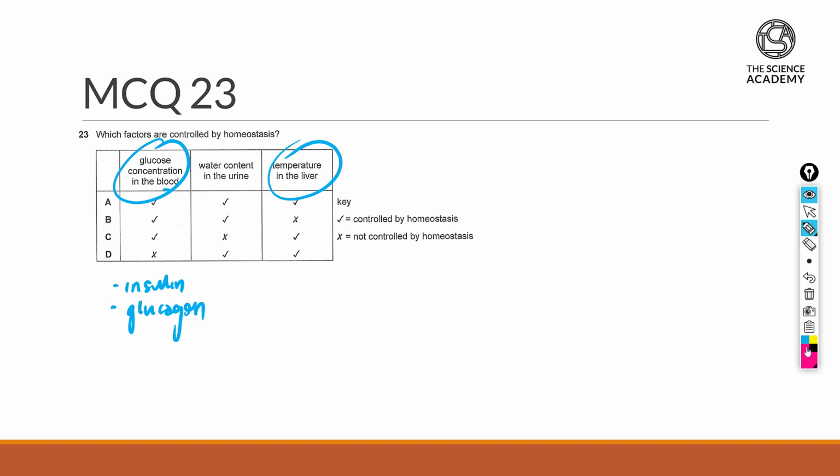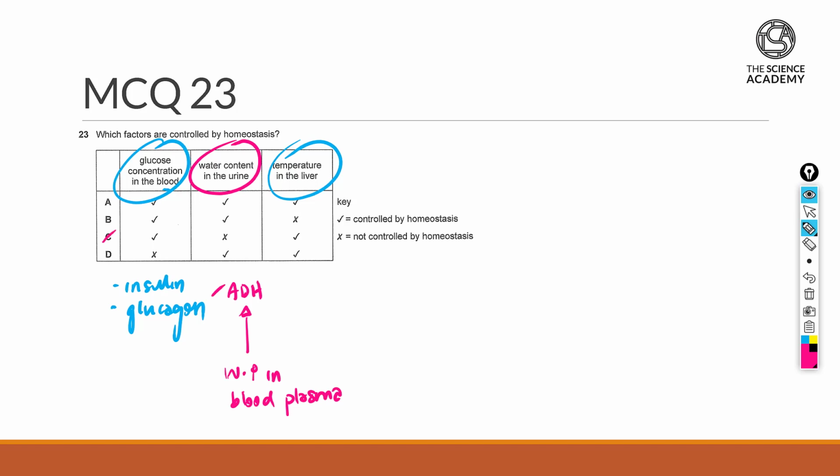Now, however, for the water content in the urine, a lot of students would have thought that this was actually regulated by ADH. Now, I want to remind you again, for ADH itself, the stimulus for ADH release, whether it's more or less, is actually the water potential in the blood plasma. So the water potential and the water content in the urine plays no role in its ability to manipulate the amount of ADH that's being released, and therefore it is not actually controlled by homeostasis.